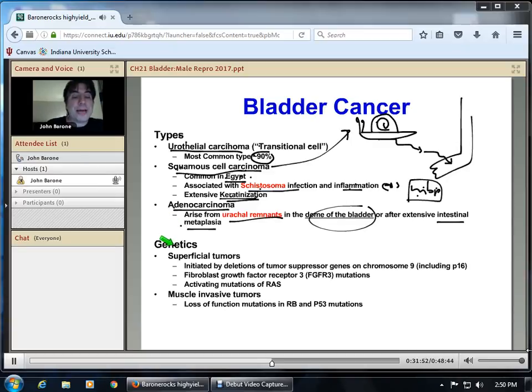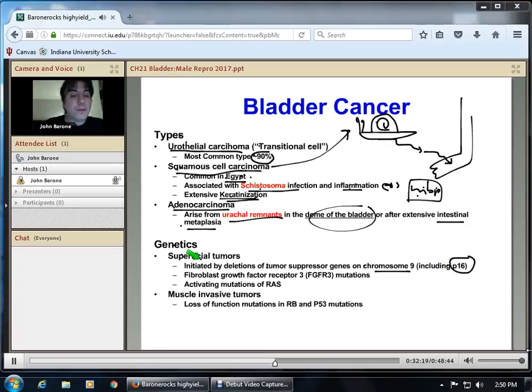All right, now genetics. There's a big difference between superficial tumors and the ones that invade deep. The ones that are superficial are usually initiated. They're caused by deletions of tumor suppressor genes on chromosome 9, particularly P16. Now we've seen this one a couple times. P16, we see it with melanomas. We've seen it with a couple other tumors too. So P16 is an important minor break on the cell cycle.